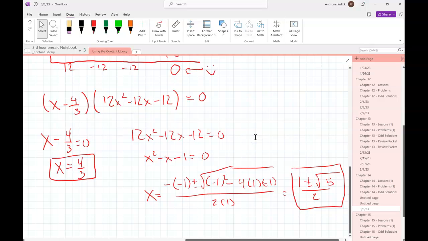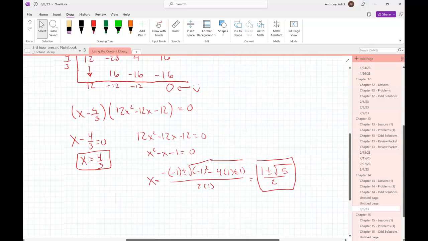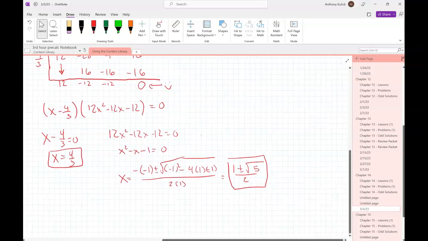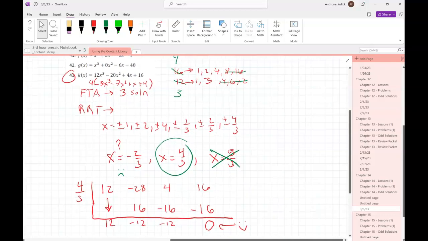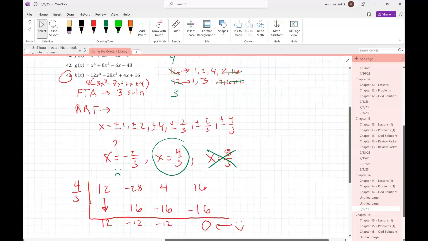Is that cool? So still the exact same process, right? The tricky thing is when you get those zeros that are irrational that you can't use synthetic division on. That's why we bother making the list of possible rational solutions, so that we can detect those, hopefully, when they come up.